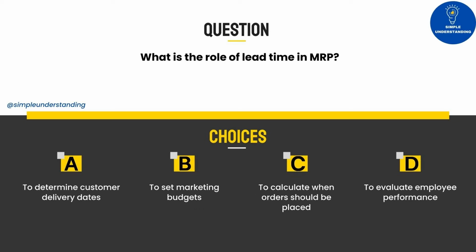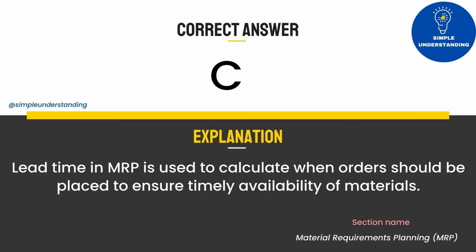8. What is the role of lead time in MRP? A. To determine customer delivery dates. B. To set marketing budgets. C. To calculate when orders should be placed. D. To evaluate employee performance. Correct answer, C. Overall explanation. Lead time in MRP is used to calculate when orders should be placed to ensure timely availability of materials.